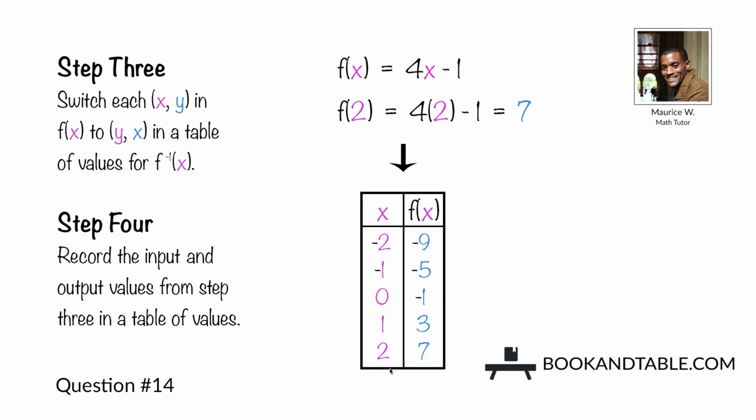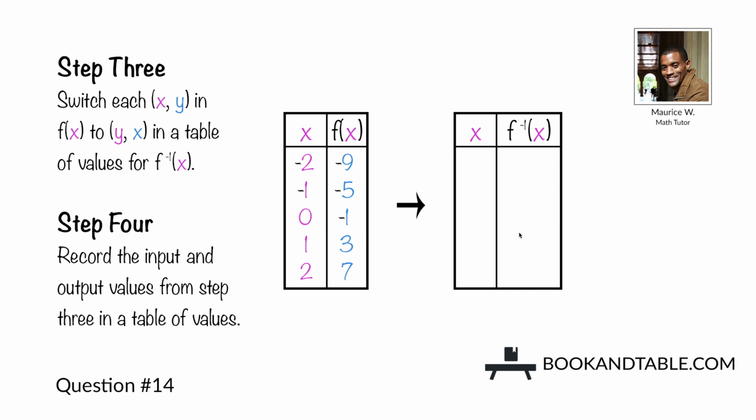And now that we have a table of values for f of x, we can create a table of values for the inverse function by switching each x, y in the ordered pairs to create the ordered pairs for the inverse function.